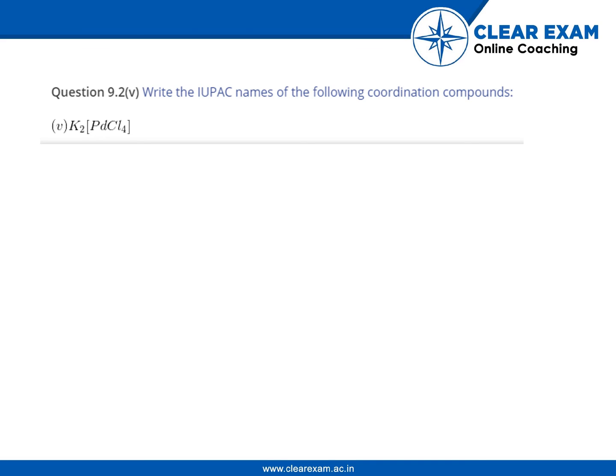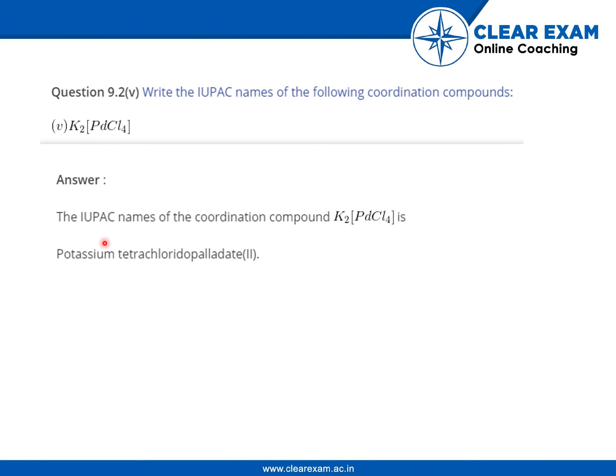Now K2[PdCl4]. Again, the positive part is written first, the potassium, and since we have 4 chlorine atoms, tetrachlorido and palladate, with charge 2, because minus 4 plus 2 is equal to minus 2, so we compensate this minus 2 with the charge on the palladium.